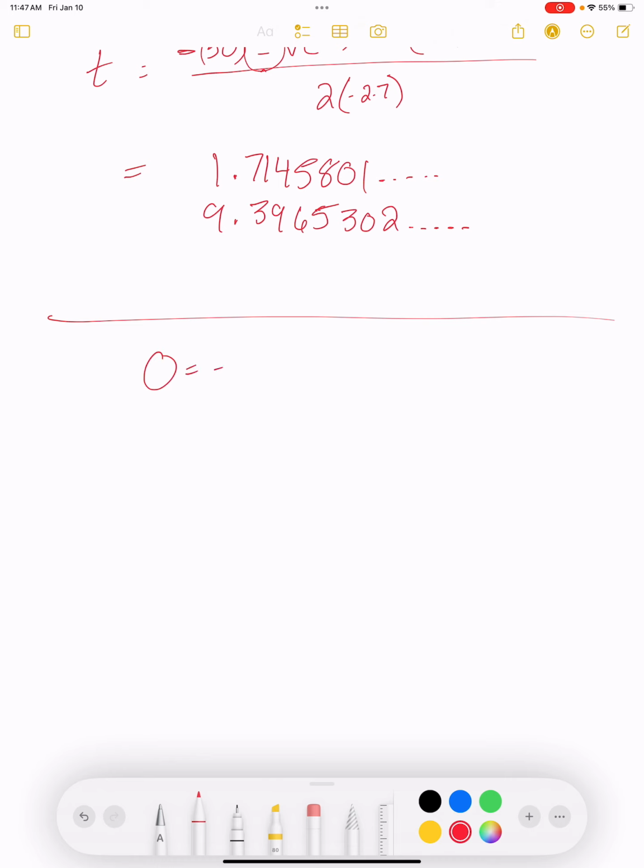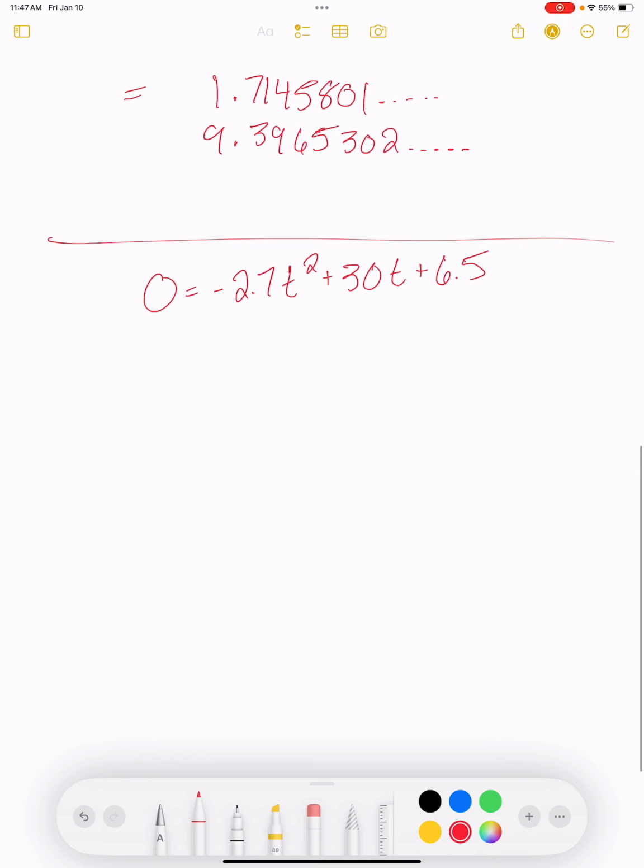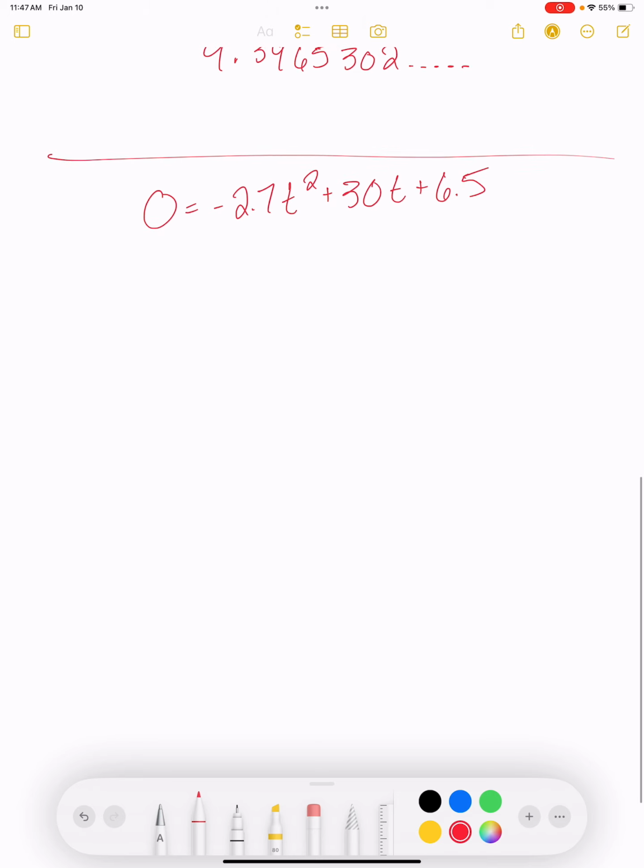0 is equal to negative 2.7 t squared plus 30t plus 6.5, right? We're going back to the original equation, and then we're just setting it equal to 0 because that's the height when the ball is on the surface of the moon. And now you're just applying the same thing. We're going to do the same thing, but now A, B, and C are a little bit different. I'll leave you to that.